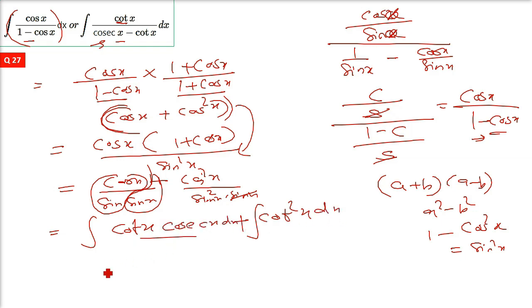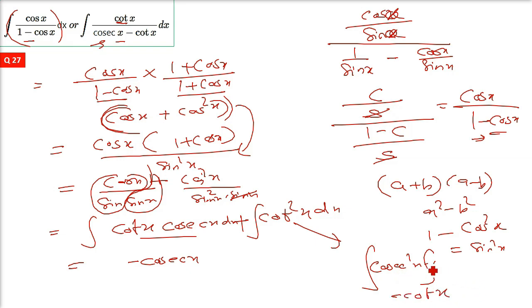The integration of cot x cosec x is minus cosec x. Cot square x also does not have any standard integration, so I am doing cot square x separately. It can be written as cosec square x minus 1, and the integration of cosec square x minus 1 will be the integration of cosec square x minus the integration of 1. The integration of cosec square x is minus cot x, and the integration of dx is x. Now just write it here: minus cot x minus x.